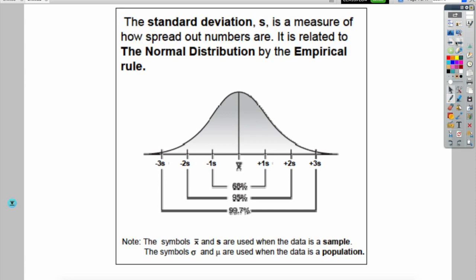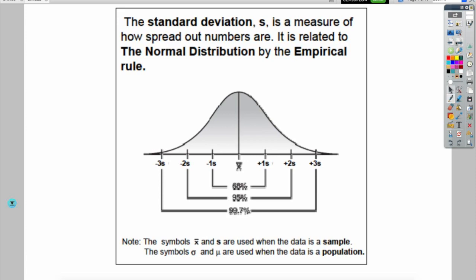So for example, if I wanted to figure out the mean and the standard deviation of the height of students at Lake Worth High School, my sixth period class would be an example of a sample, okay? So then I would base my normal distribution curve off of you guys. That would be an example of a sample. I would use this symbol to represent mean and this symbol to represent standard deviation.